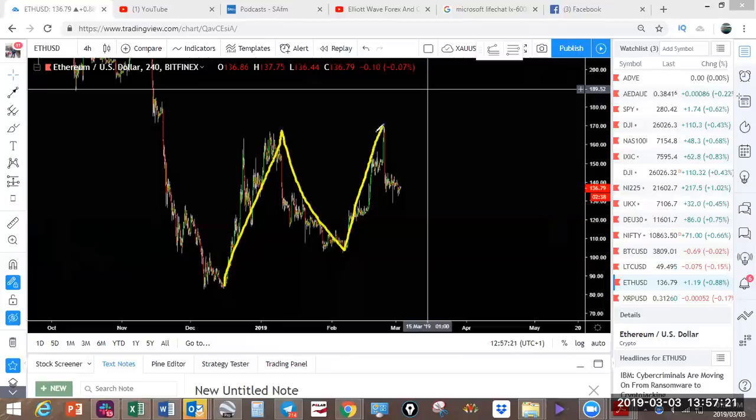We cover all the corrective structures in our course. So whichever we do not cover, we don't trade because it does not exist. So this also is not an Elliott wave structure. What would you call this?